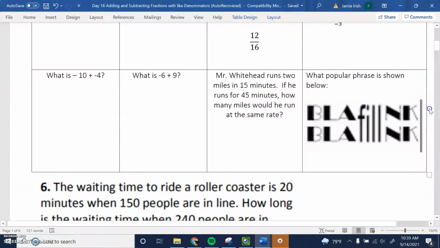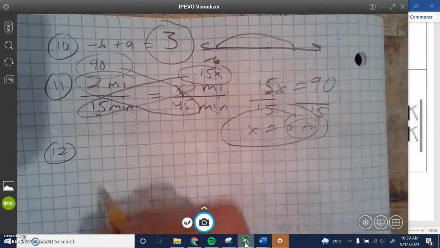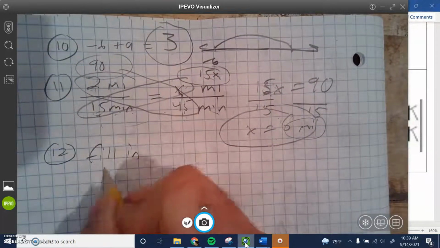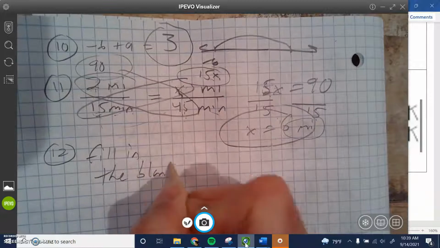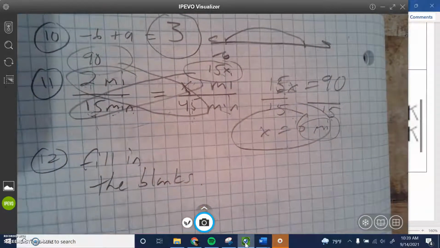Number 12. Popular phrase. What is it? Yeah, fill in the blank. Get it? The fill is in the blank, or fill in the blanks, because there's more than one. Yeah. Fill in the blanks. Got it.